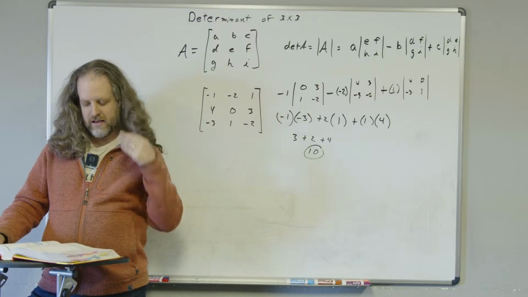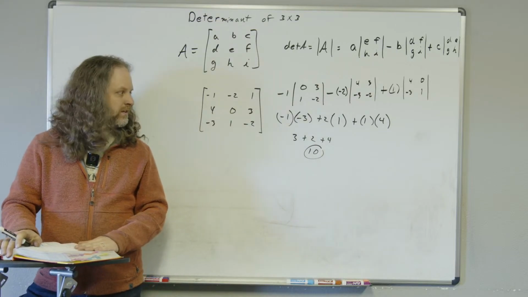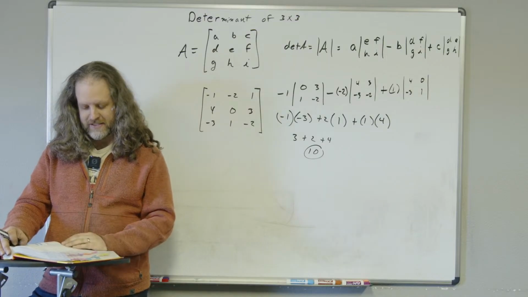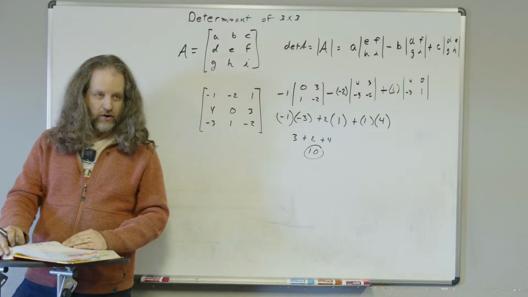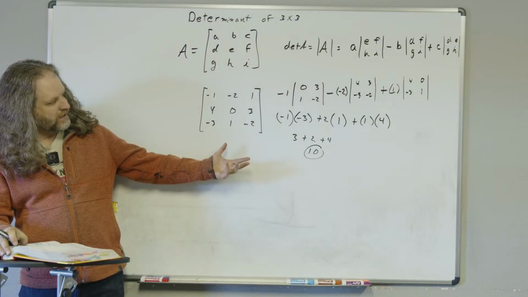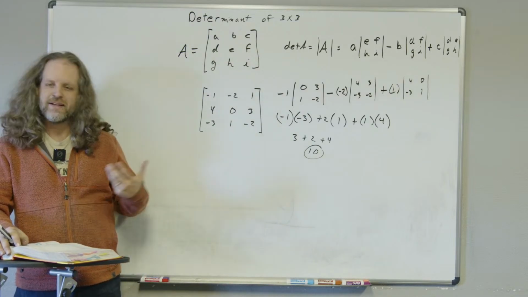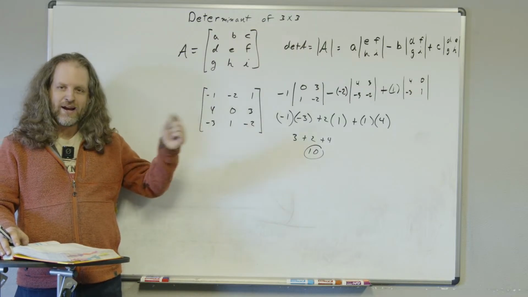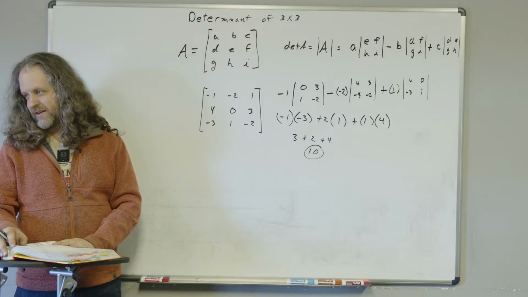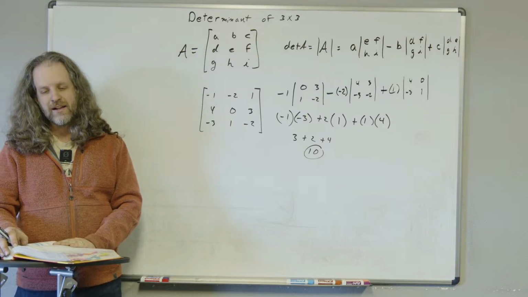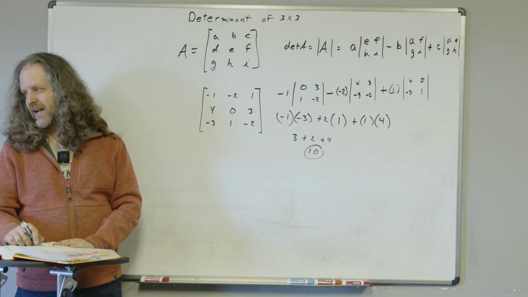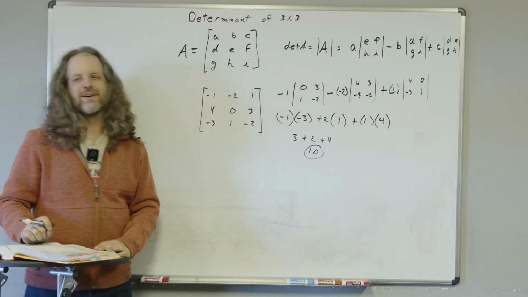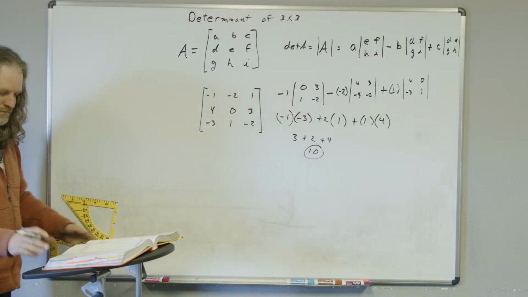So, the instructions to this problem say find the determinant of each matrix, then find its inverse if it exists. So, the determinant is not 0, which means it has an inverse. So now we would need to find the inverse of this matrix. And the way you're going to find the inverse of a 3 by 3 matrix is you're going to put it in the calculator and you're going to find the inverse thing and push enter. So figure it out while I write your homework on the board.